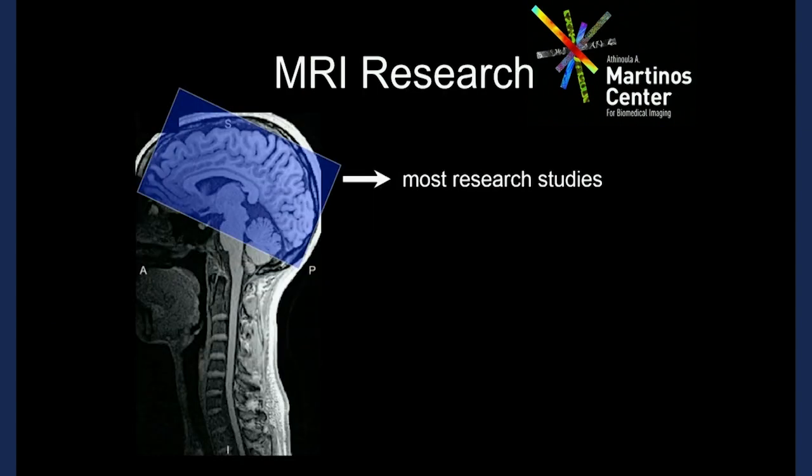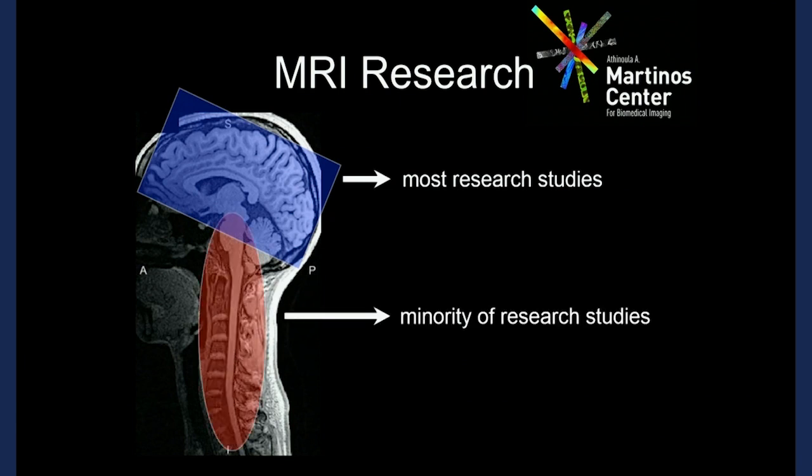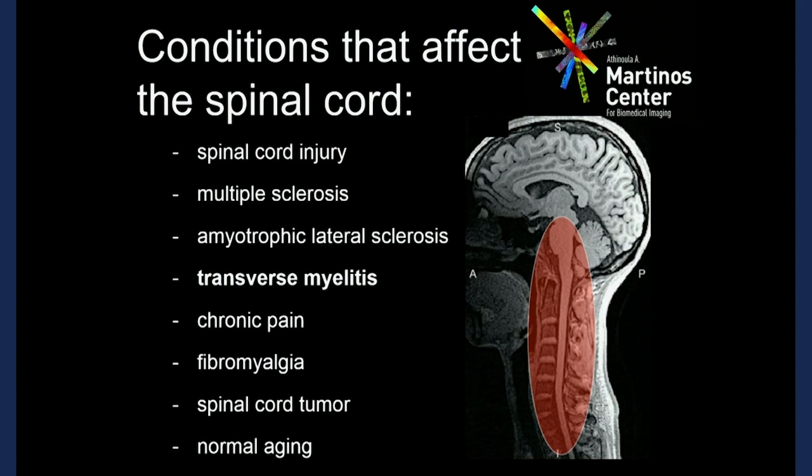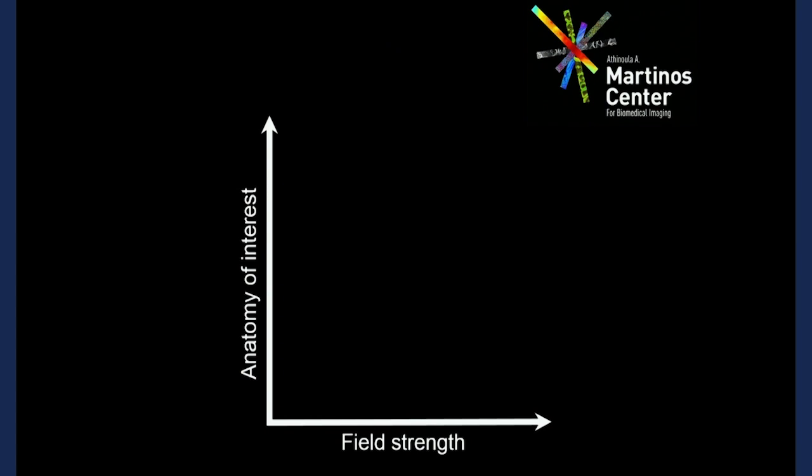Now, from the research point of view, most of the research, for better or for worse, is done on the brain. And we are now talking about research on the spinal cord. Now, obviously, there's a lot of diseases that affect the spinal cord, myelitis being one of them. And so we want to try to refocus and develop methods and efforts to better study the spinal cord in many diseases, especially myelitis. So if I were to make a cartoon plot here, if we say anatomy of interest is up here, field strength is this way, the further away from that little corner I get, the harder it is to do the imaging.